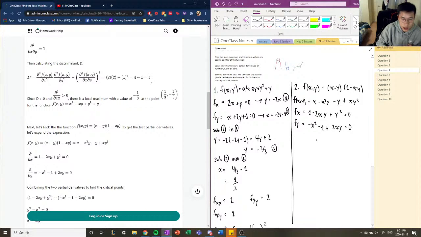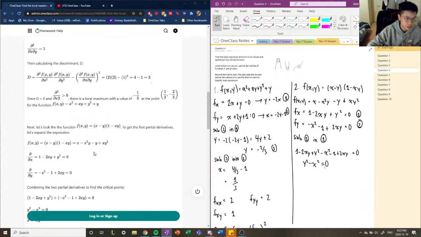And what do we get? Okay, so we're just going to equal these two to each other because they both equal 0. So sub 2 into 1, and we get this huge equation. So 1 minus 2xy plus y squared minus x squared minus 1 plus 2xy equals 0. We're going to simplify here. So this and this and this and this cancel out. So all we get is y squared minus x squared equals 0.